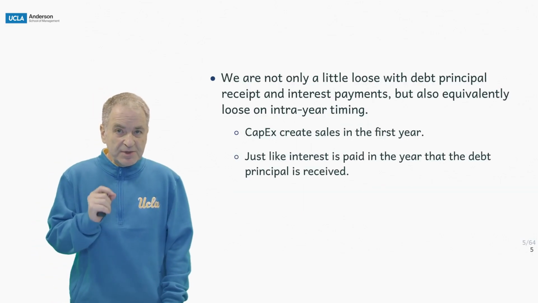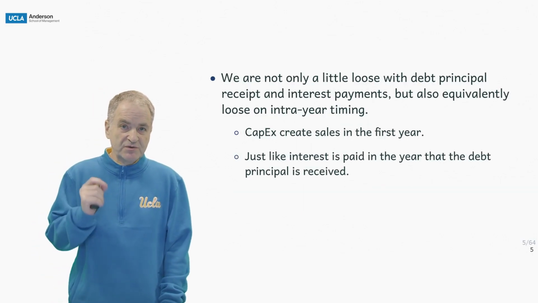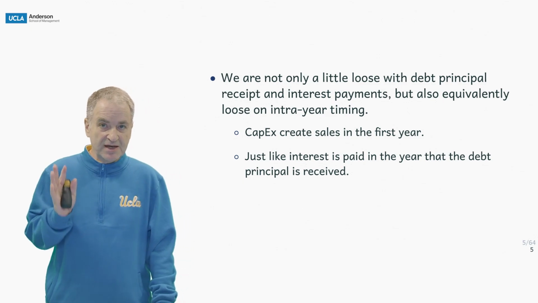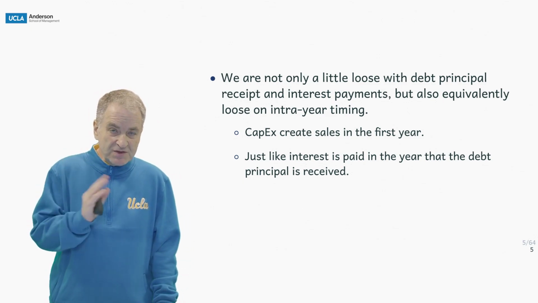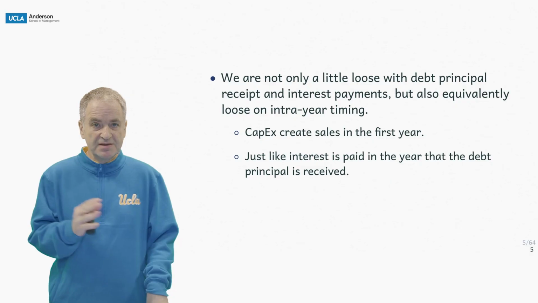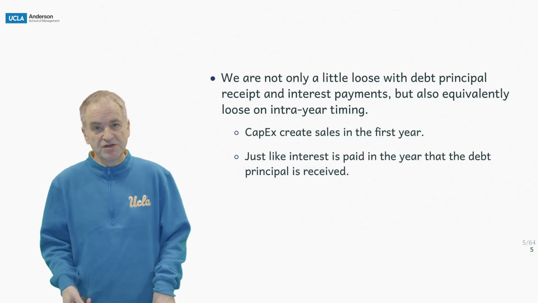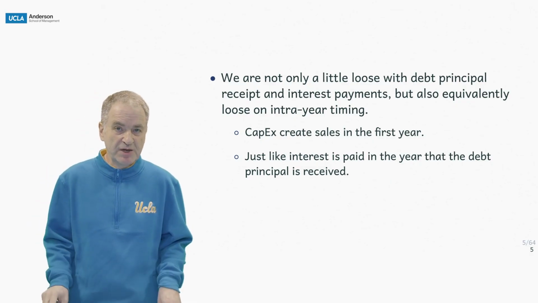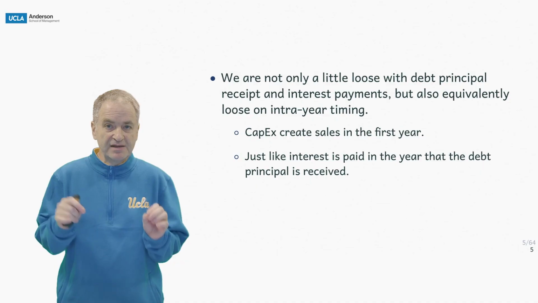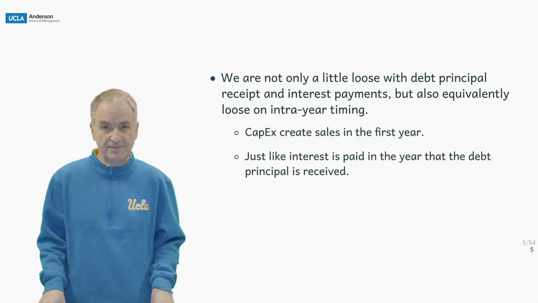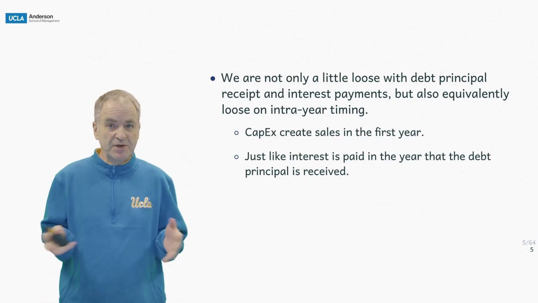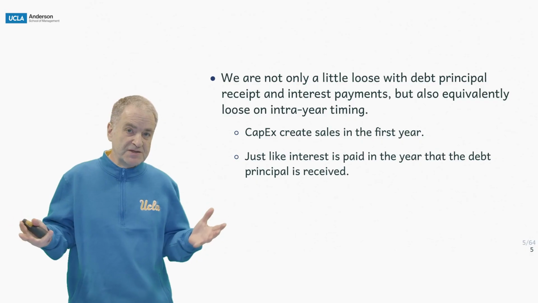We're going to be a little bit loose with the debt, principal, receipts, and interest payment timings, but we're also going to be loose with intra-year timing. This is really for illustration's sake. So our capital expenditures are going to create sales already in the first year. And just like interest is paid in the year that the debt principal is received.